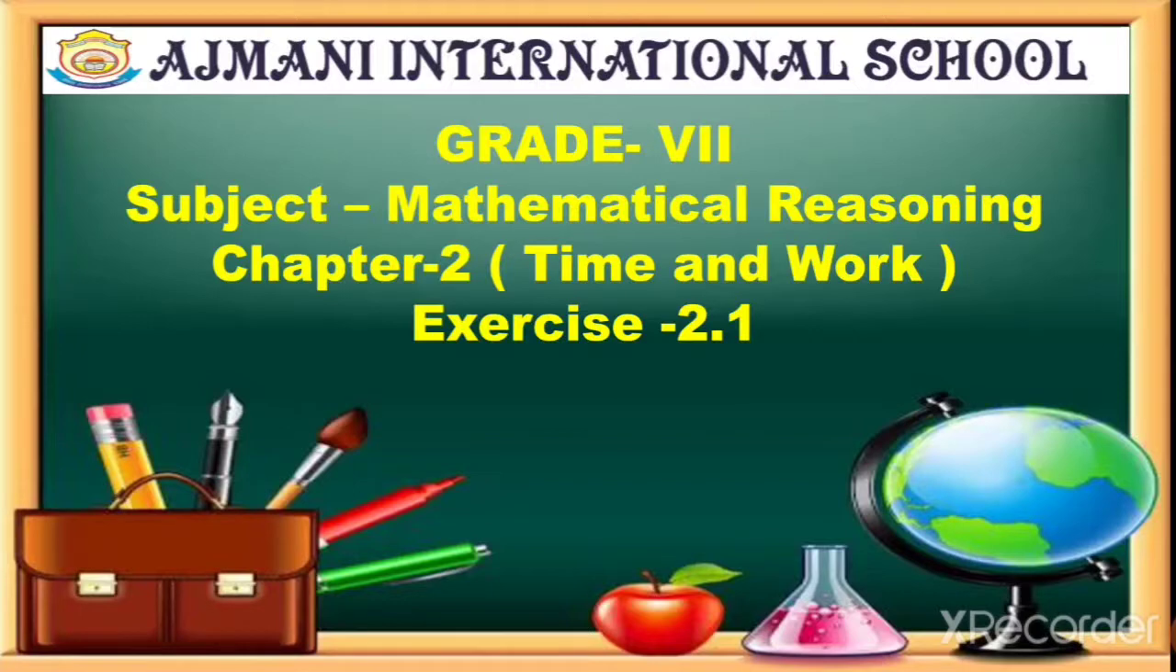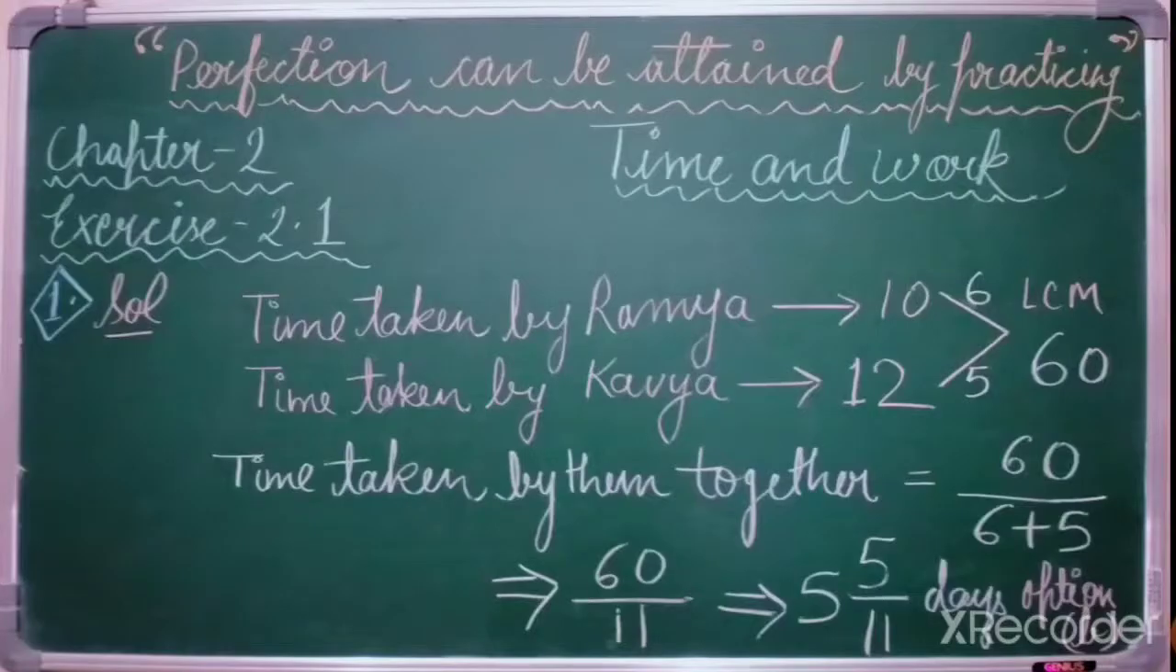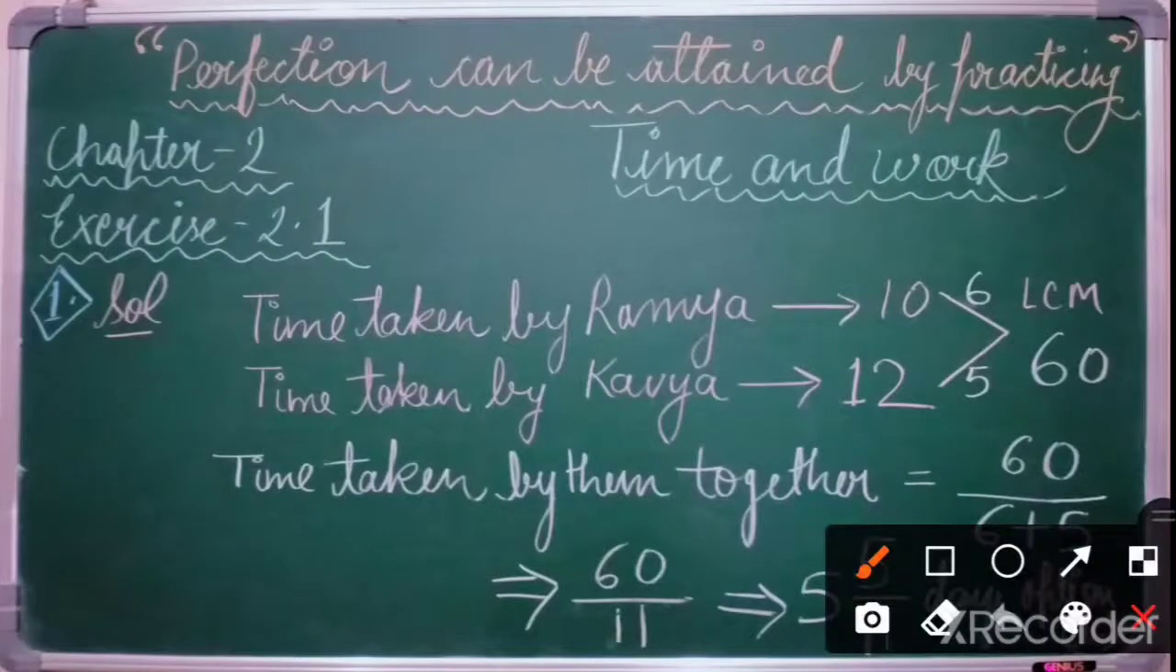So the first question of exercise 2.1 is, Ramya can stitch a sheet in 10 days and Kavya can do the same work in 12 days. How long will they both take to complete the work all together? So, if they are working all together, firstly we need to write down the time taken by Ramya, that is 10 days, and by Kavya, that is 12 days. You need to find out the LCM of 10 and 12, that is nothing but 60.